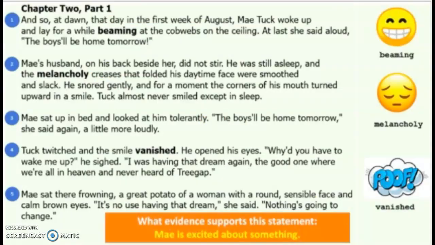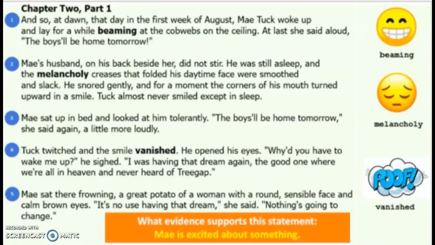So now we're going to start reading Chapter 2 of Tuck Everlasting, paragraphs 1 through 5. While we read, we're also going to be practicing finding the best evidence to support a statement. Okay, so while I read, you're going to look for evidence that supports that statement in yellow at the bottom. May is excited about something.